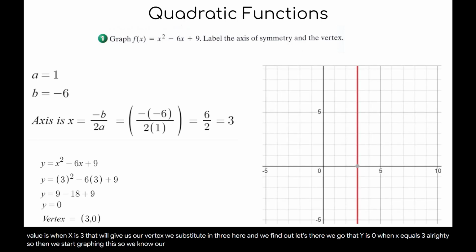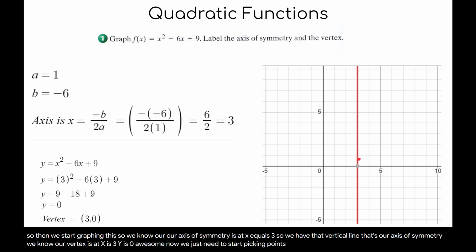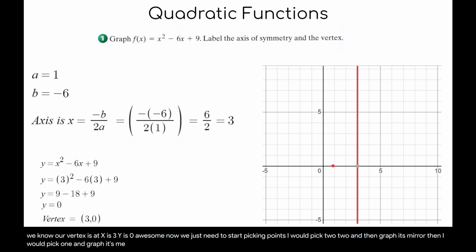So we know our axis of symmetry is at x equals 3, so we have that vertical line, that's our axis of symmetry. We know our vertex is at x is 3, y is 0. Awesome, now we just need to start picking points. I would pick 2, and then graph its mirror, then I would pick 1 and graph its mirror. I'd probably pick 1 first.